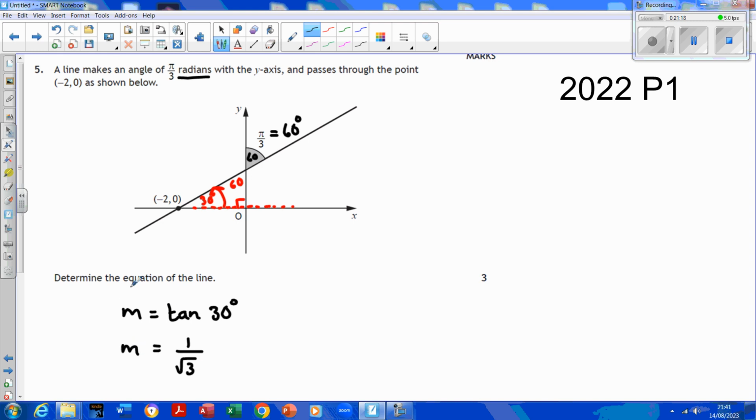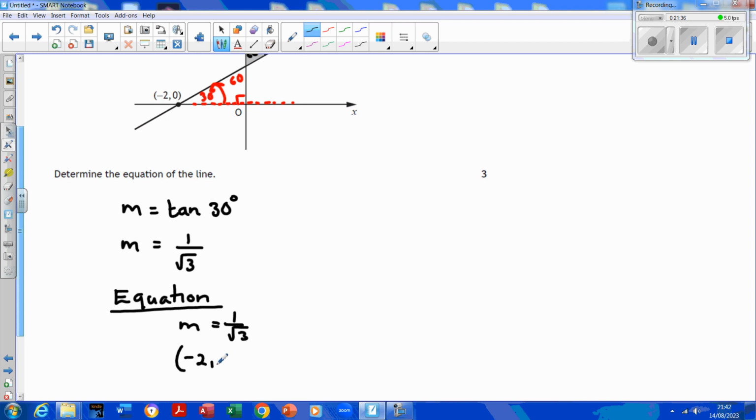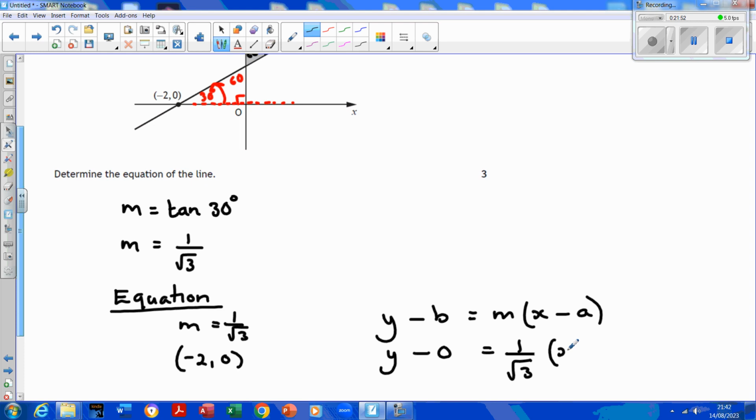So we want the equation of this line. I've got the gradient. So to get the equation, a wee subheading. Gradient is equal to 1 over root 3, and a point on the line, they've told me that it passes through the point -2, 0. So we're back to y minus b is equal to m times x minus a. You will do that hundreds of times. So y minus 0 is equal to 1 over root 3 times x minus a. So it's minus 2, so it's x plus 2.